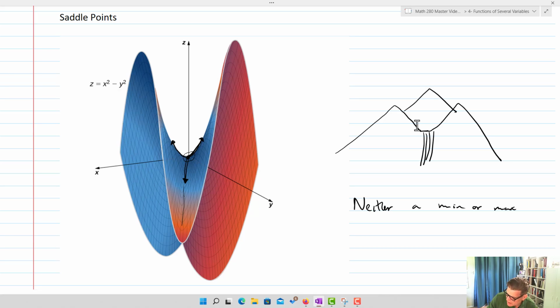But it is a critical point. We could figure that out with z equals x squared minus y squared, but what we don't get is a minimum or maximum. So this begs the question, how do I know that I have a minimum or maximum? And that's where the second derivative test comes into play. We're going to get a second derivative test for multivariable functions.